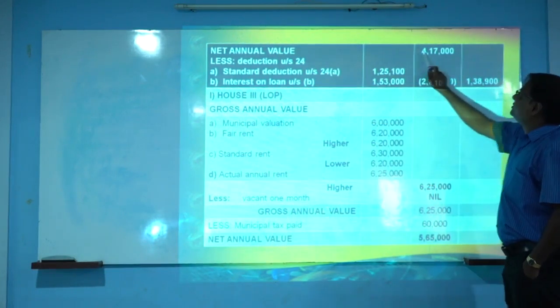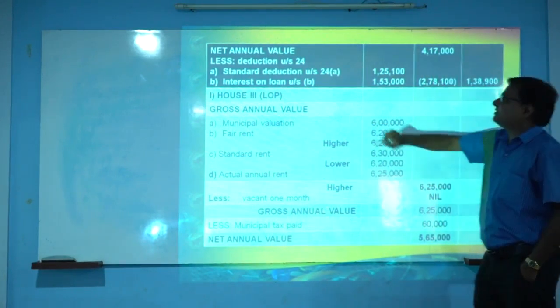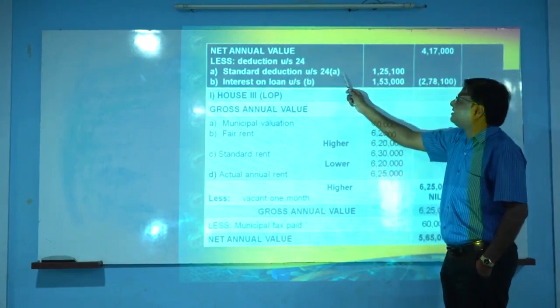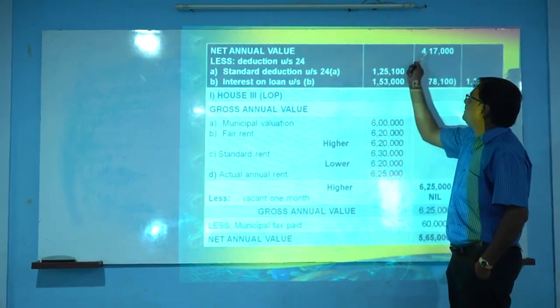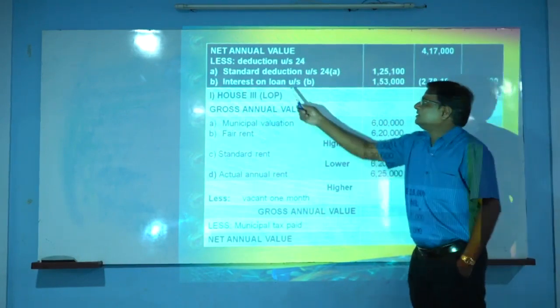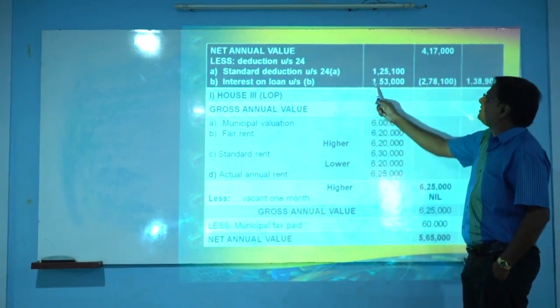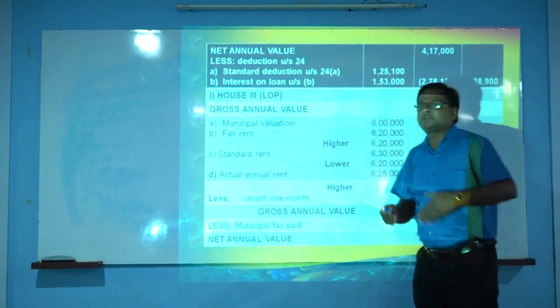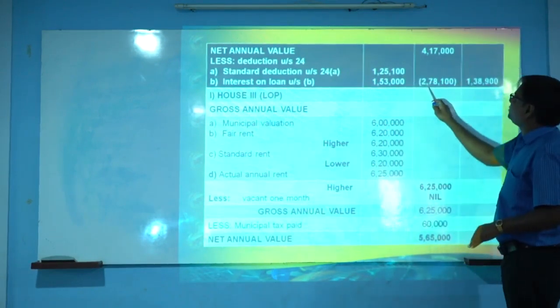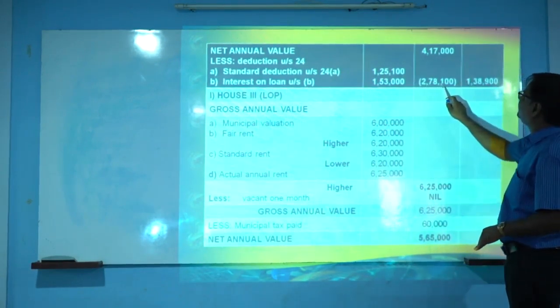नेट एन्युअल व्हॅल्यू ऑफ दिस प्रॉपर्टी इज 4,17,000. From this we have to deduct two deductions. One is standard deduction which is 30% of net annual value. नेट एन्युअल व्हॅल्यूच्या 30%, 1,25,100 आलं. Then interest on loan deduction we have to deduct here 1,53,000. Actual interest paid will be deducted as a deduction. The total amount to be deducted is 2,78,100.